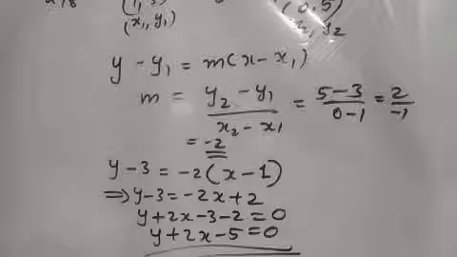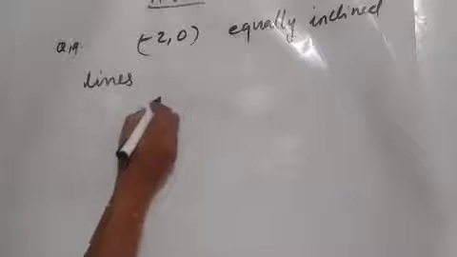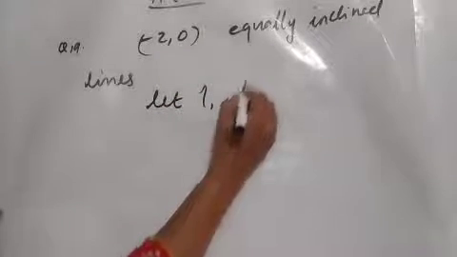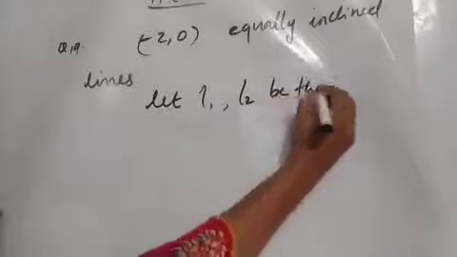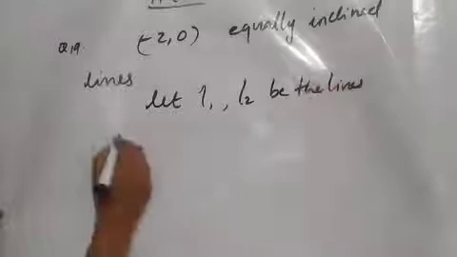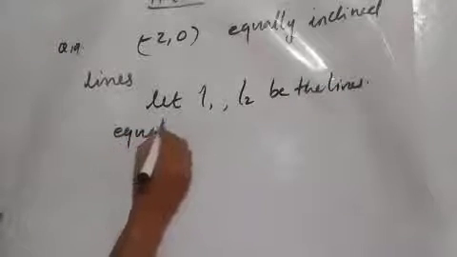Understood? Now next is question 19. Question 19 is: find the equations of the lines passing through the point (minus 2, 0) and equally inclined to the coordinate axes. It's given in the question that the lines are equally inclined. So let L1 and L2 be the lines.